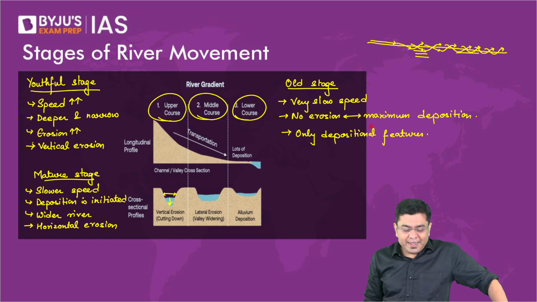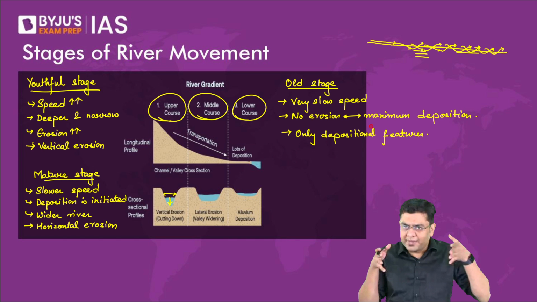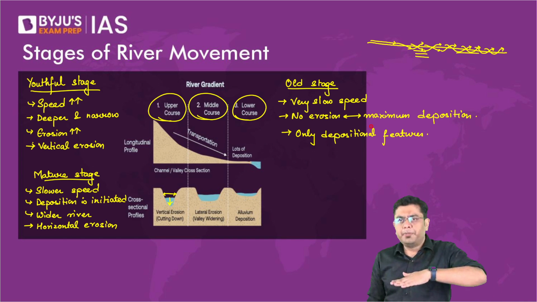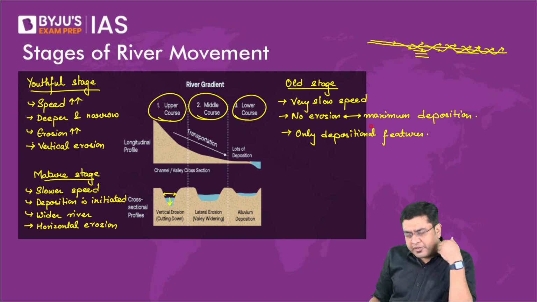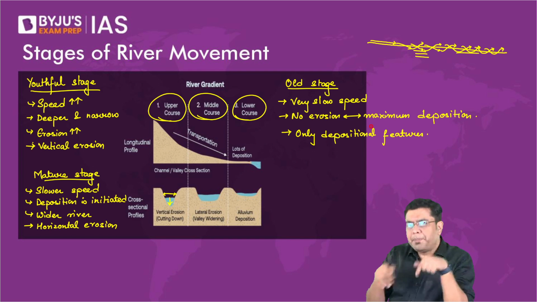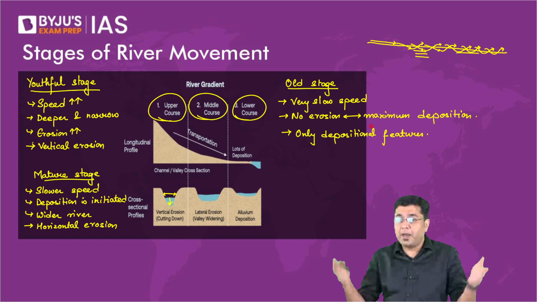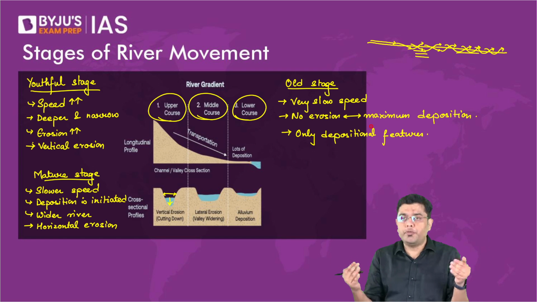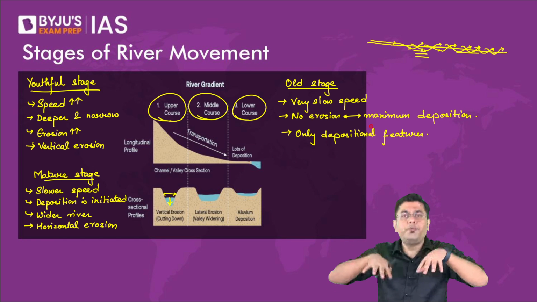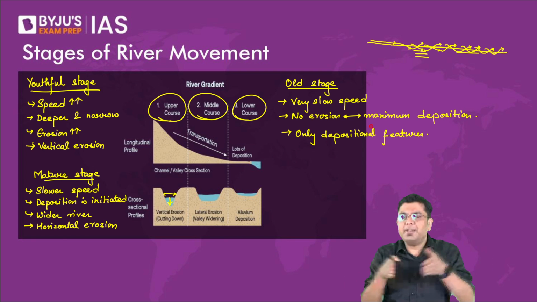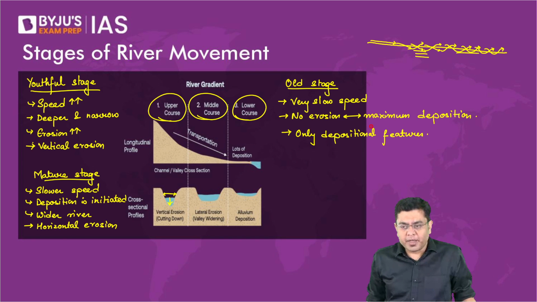Then widening happens because as the speed continues, because there is some slope in the mature stage, the speed continues, but then the deepening doesn't happen. So all that water which is brought about, the large amount of water, the huge amount of water, it will in a way try to flow, try to accommodate itself, and that is why you have the widening of the river channel. Okay, right?